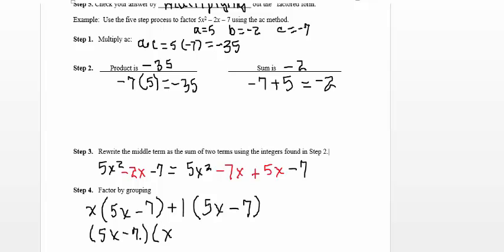So here we're using the distributive property in reverse. So here 5x minus 7 was multiplied by x. So that's why this x is here. Here 5x minus 7 is multiplied by plus 1. So we write a plus 1 there. And that is our factorization.